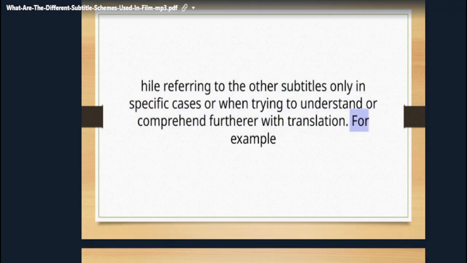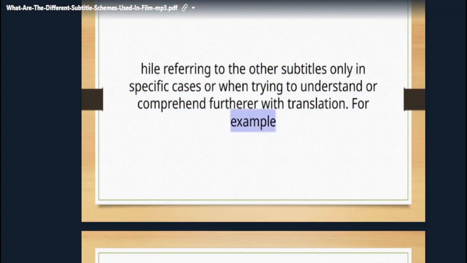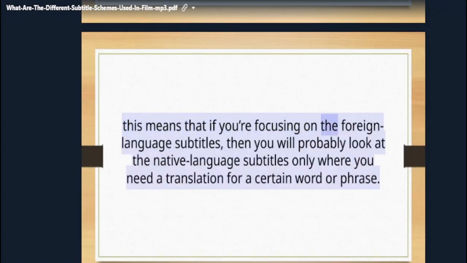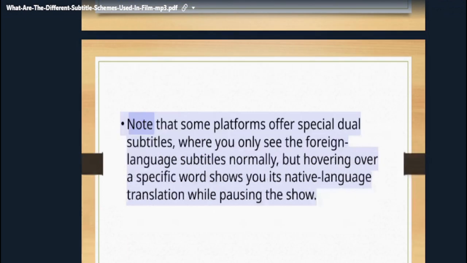For example, this means that if you're focusing on the foreign language subtitles, then you will probably look at the native language subtitles only where you need a translation for a certain word or phrase. Note that some platforms offer special dual subtitles, where you only see the foreign language subtitles normally, but hovering over a specific word shows you its native language translation while pausing the show.